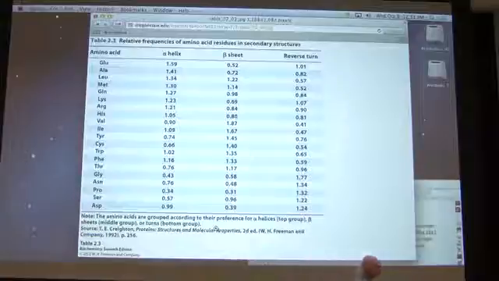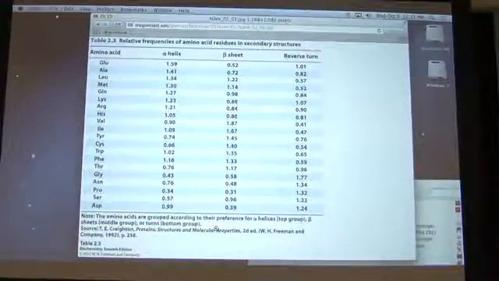So I promised you a table, and this is the table that I have, that tells you the relative likelihood that a given amino acid will be in any particular structure. Okay? So here's glutamic acid, for example. The higher the value, the more likely it will be in that structure. All right? So there's glutamic acid, 1.59, very likely to be in an alpha helix, much less likely it's going to be in a beta sheet, and reasonably likely it'll be involved in a reverse turn.